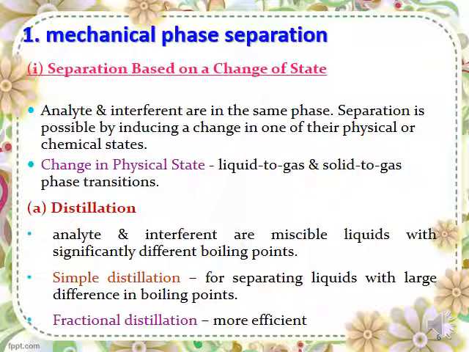Okay, so the first mechanical phase separation is separation based on change of state. Change of state means from liquid to gas, gas to solid, and so on. So you have 3 different states: gas, liquid, solid. So one of the techniques is distillation. There are 2 types of distillation.